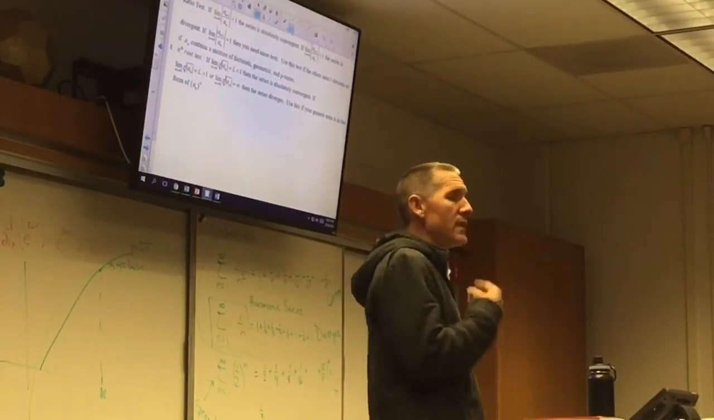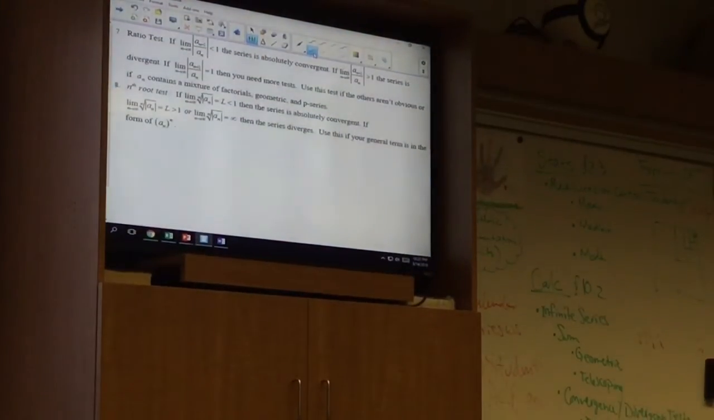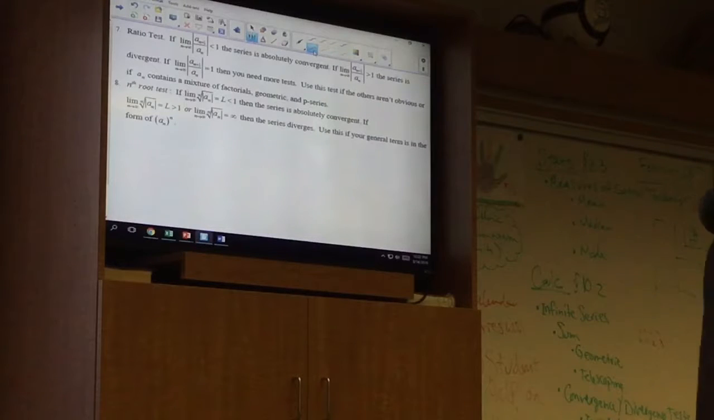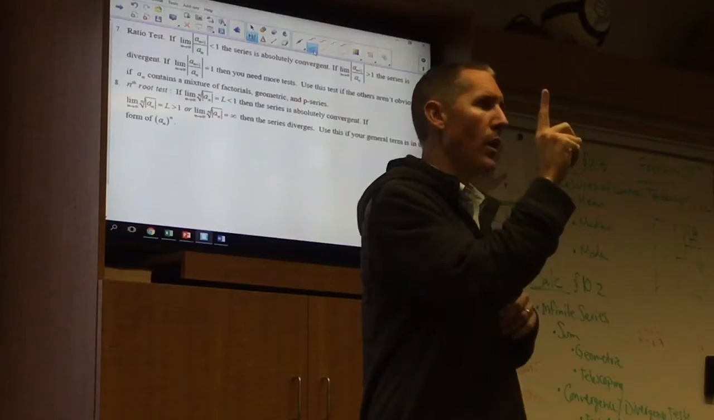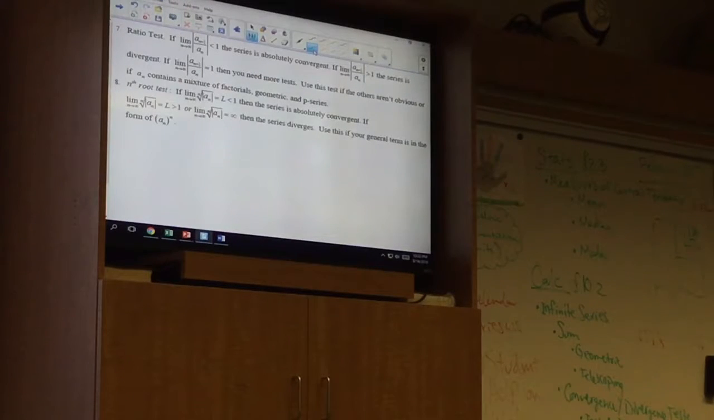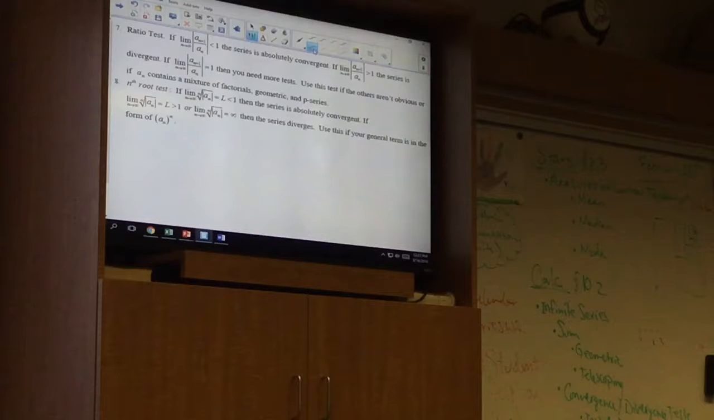So both of these tests give you either absolute convergence, or they give you divergence, or they say it's inconclusive. Okay? And it's all how it relates to 1. If that limit of the absolute value of the ratio is less than 1, for both of these, then you have absolute convergence. If that limit of the ratio of these is greater than 1, then you have divergence. And if it's equal to 1, you throw your hands up in the air and say, I got to use a new test. Okay?